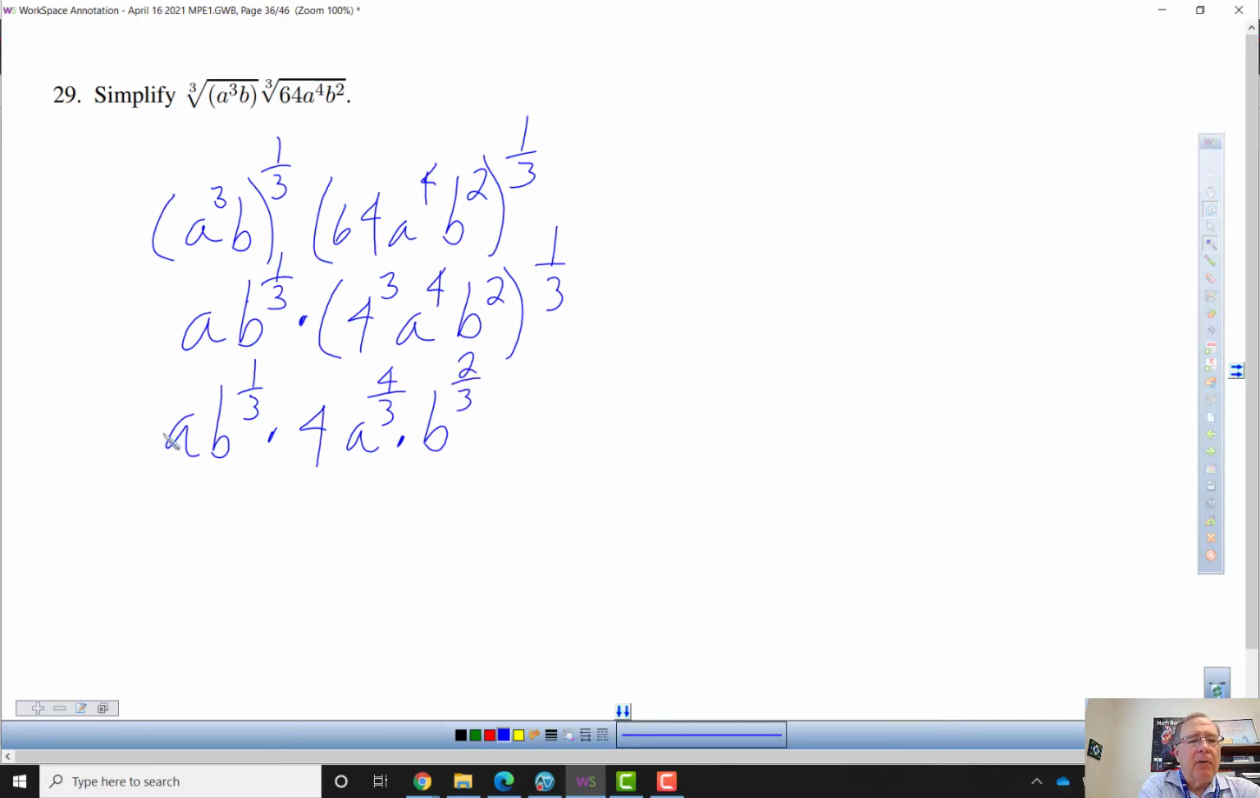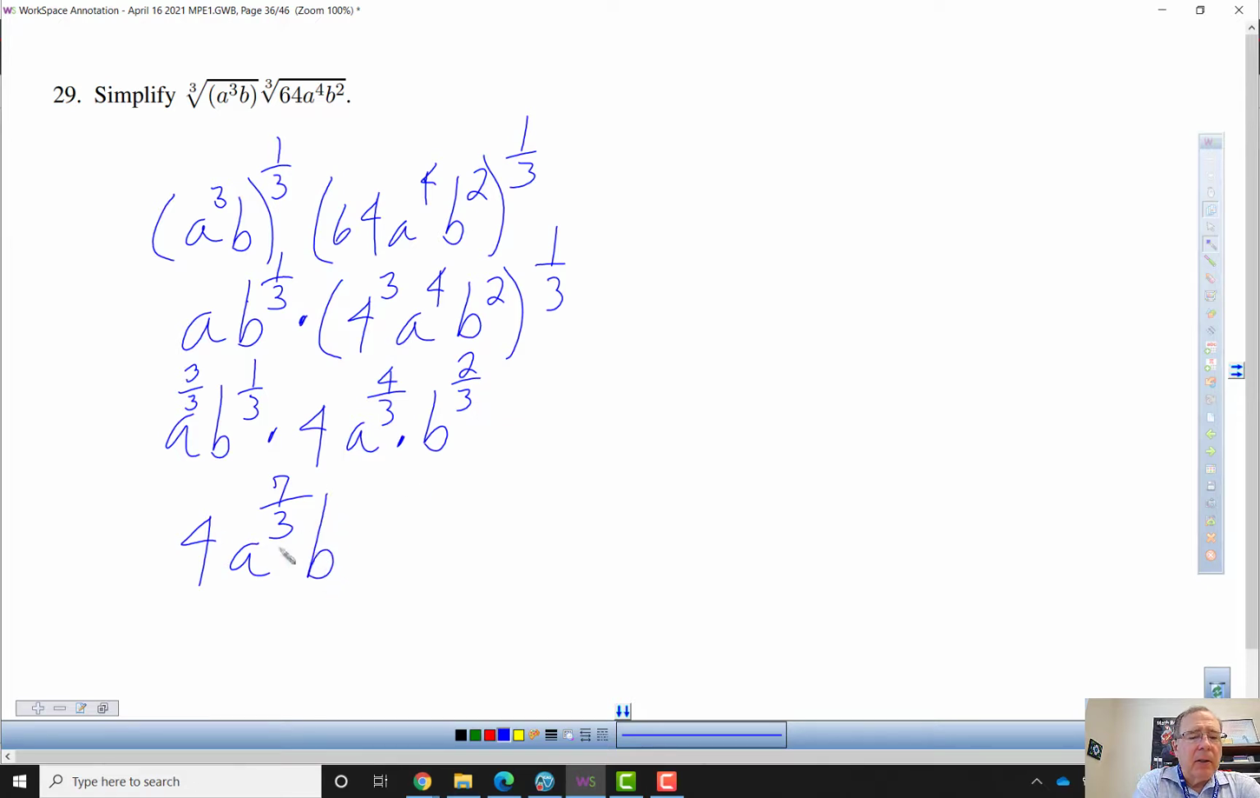So if I have an expression with the same base, to multiply them I add the exponents, but this is a to the 1. I'm going to change this to a to the 3/3, so I have a common denominator here. So now I'm going to get 4. 3/3 plus 4/3 is a to the 7/3, and then 1/3 plus 2/3 is to the 1, so that's b.